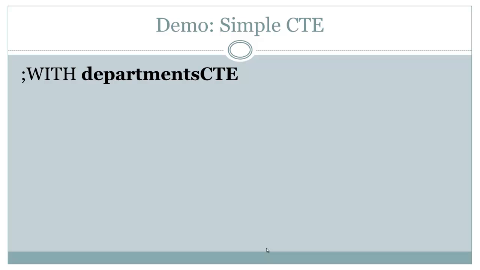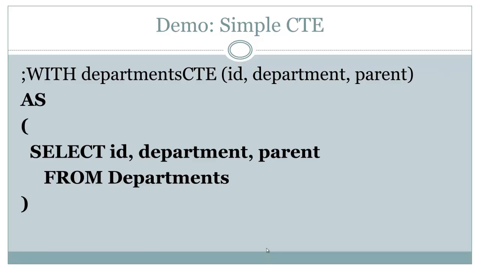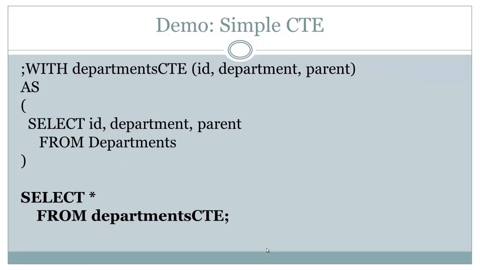Here's an example. Here we're going to write a CTE that queries the departments table. So I started out with the with statement, named the CTE department CTE. I've defined 3 columns that are going to be returned from that CTE. First is the ID, second is the department, and third is the parent. I use the as statement, and then inside of parentheses I write a query to select those things from the departments table. Once that's done, I can run the CTE by selecting everything from departments CTE. Let's jump into the demo to take a look at this.